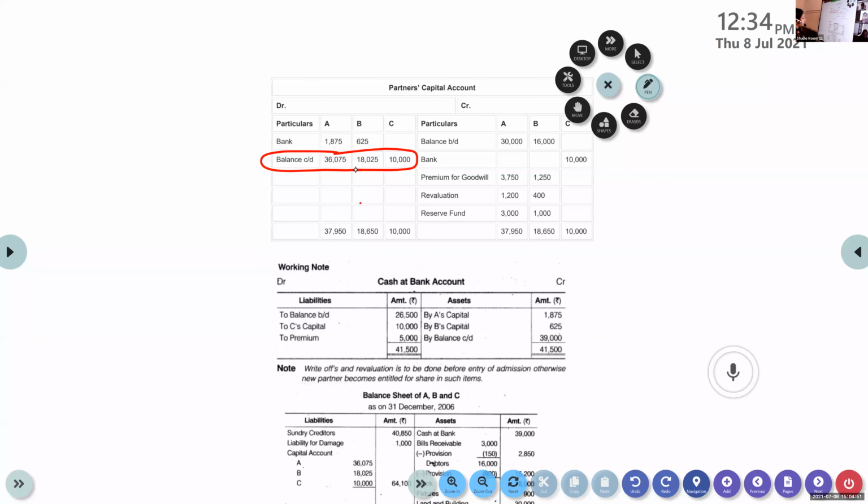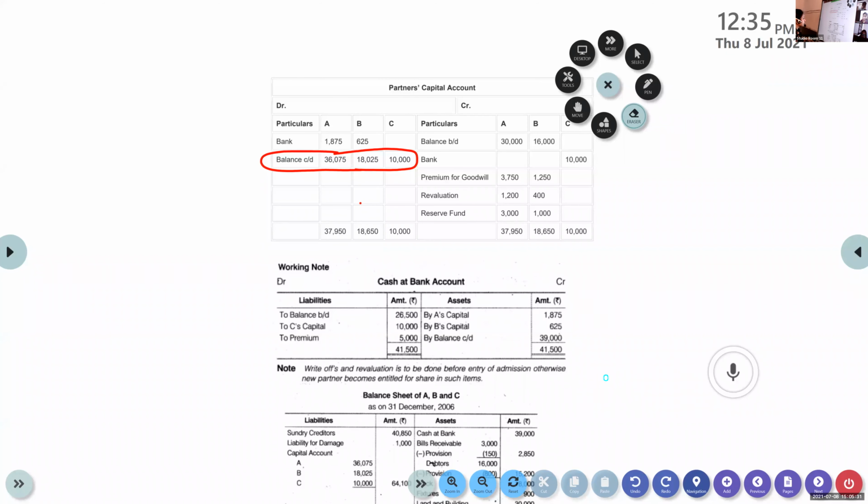Now, we need to find out the cash balance. You can prepare it in account form, but it is not at all compulsory that you should show a cash account. Like I told you, it can be the cash balance in the balance sheet plus the capital contribution plus goodwill minus withdrawal. You can do it this way, or the same thing can be done by preparing an account. The effect is the same.